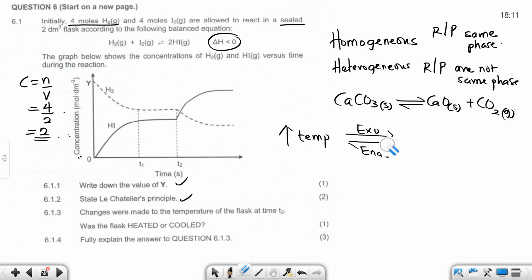Okay, the reverse reaction. Let me show you how an examiner can do that in the exam. That means the reverse is what? Favored, because it is longer.